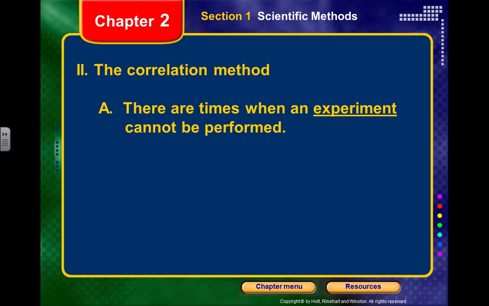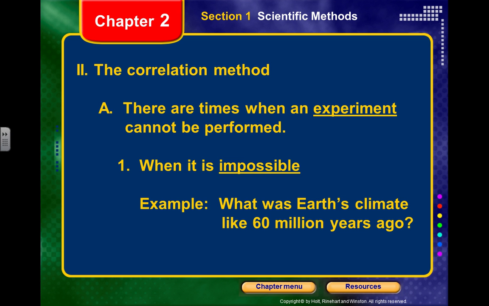A. There are times when an experiment cannot be performed. For instance, if we want to do an experiment about stars in another galaxy, we can't go there and actually do the experiment, so we have to find another way to do that. So, one time when you can't perform an experiment would be, number one, when it is impossible. Another example would be, what was Earth's climate like 60 million years ago? Well, we can't look at it 60 million years ago because we weren't there.